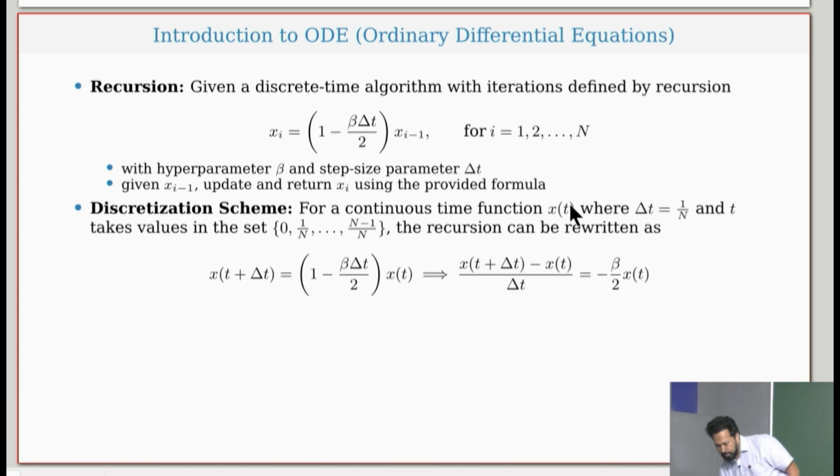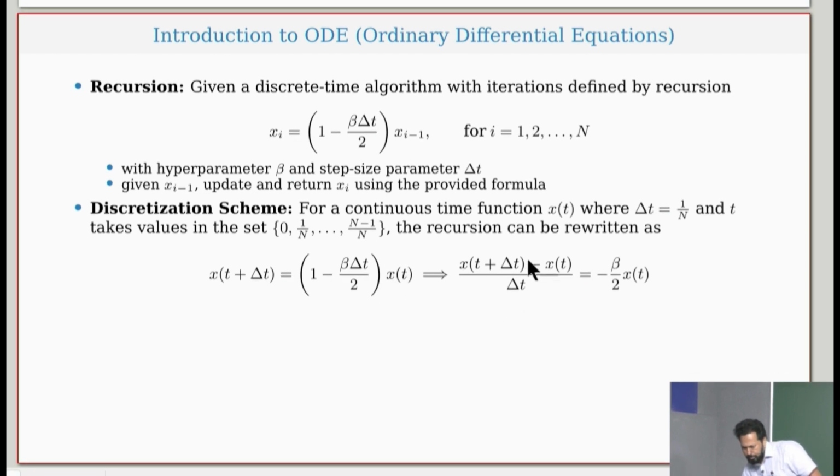So we want to discretize xt, and let us say we have the time discrete components from 0 to n minus 1 by n, and since delta t is 1 over n, we would like to know what is x at t plus delta t. So this is how they are related. The new x at t plus delta t is 1 minus beta delta t by 2 of the old one.